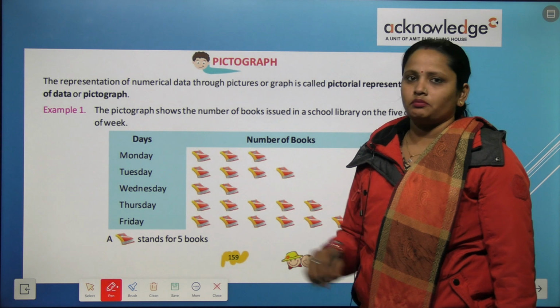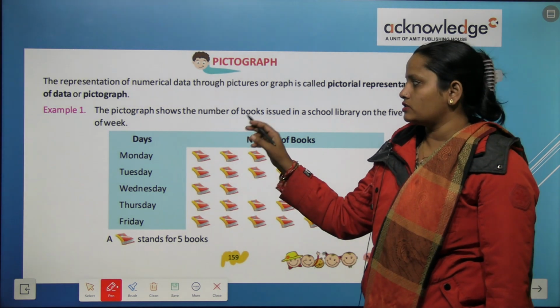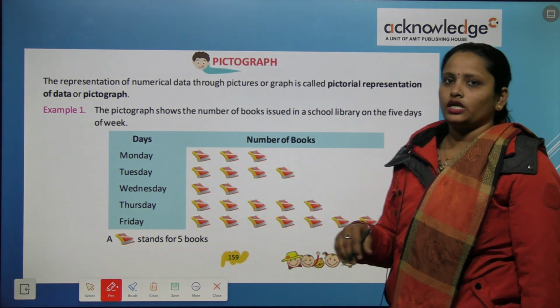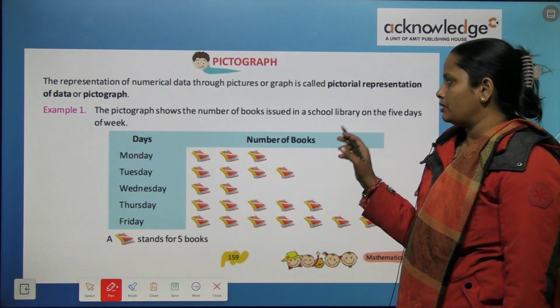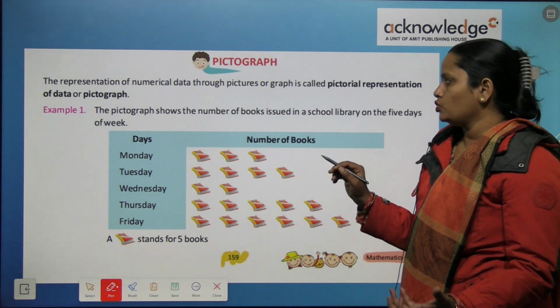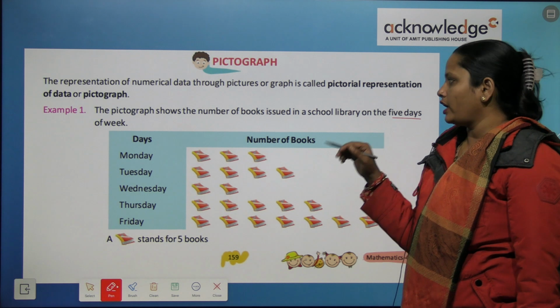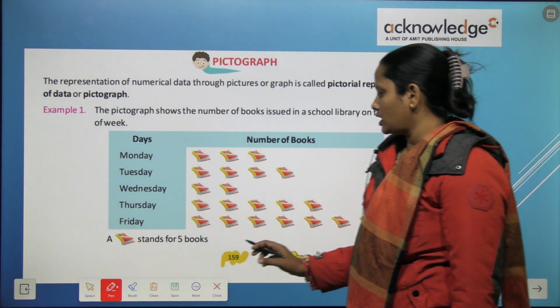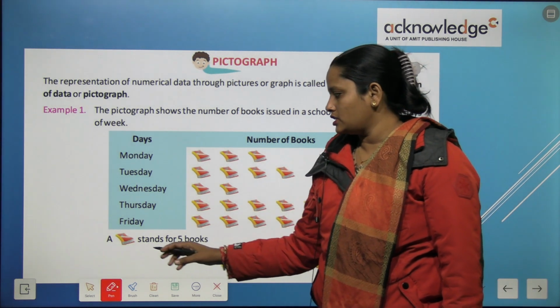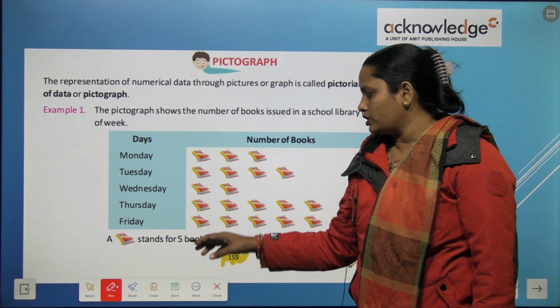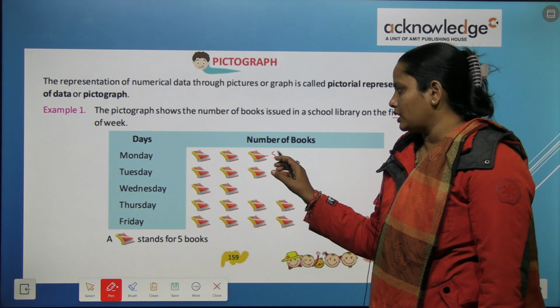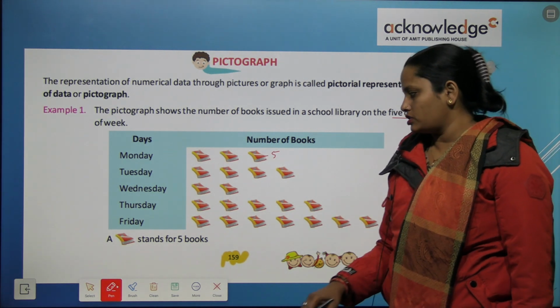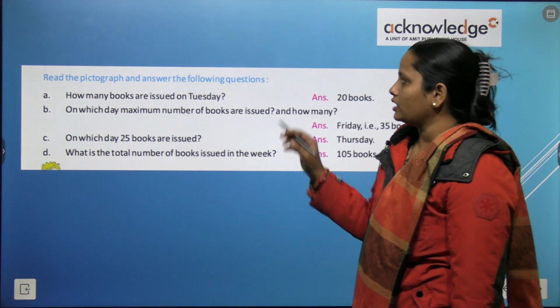Let's see, there's an example given in front of us. The pictograph shows a number of books issued in a school library. Books were issued in a school library on the 5 days of the week. So here these are the number of books and these are the days. One book stands for 5. Now read the pictograph and answer the questions.